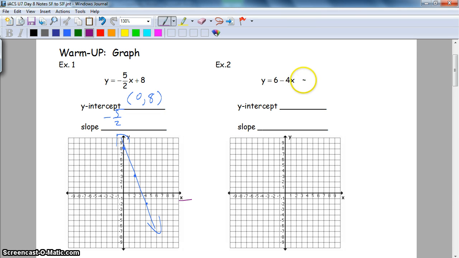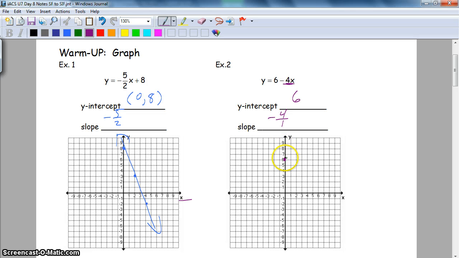Number 2, what's our y-intercept? Well, remember, slope is the thing that's next to x. So here, the thing that's next to x is negative 4, or negative 4 divided by 1. And our y-intercept, remember, you could write it as (0, 6), or you could just write 6. I'm not going to get that fussy. But (0, 6) is up here.